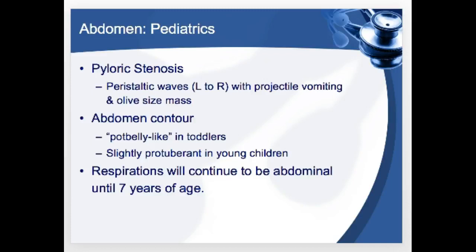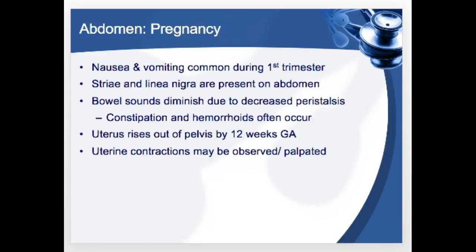They, again, have the pot belly kind of abdomen, that protuberant abdomen. And then their respirations tend to be abdominal until they're 5-ish. This is 7, but usually by 5, they're breathing more from their chest, not their abdomen.